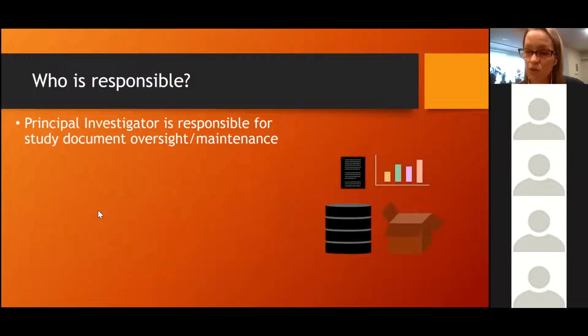So who is responsible? The principal investigator is responsible for the oversight and maintenance of all study documentation and data generated as part of their research studies at UHN. So the PI must ensure that any secondary uses of the data are consistent with any funding agreements or contractual obligations or any legal or regulatory requirements.